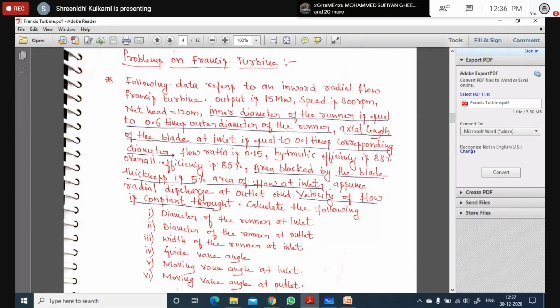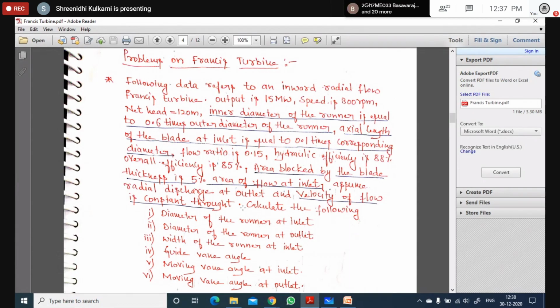See, already in Pelton wheel we discussed. So area blocked, that is the relative velocity. Next, assume radial discharge at outlet. Radial discharge at outlet is nothing but always it is a right angle triangle. Always it is a right angle. Whatever the absolute velocity V2 is equals to Vf2. And velocity of flow is constant throughout. Even the flow velocity, Vf1 is equals to Vf2, is constant throughout.